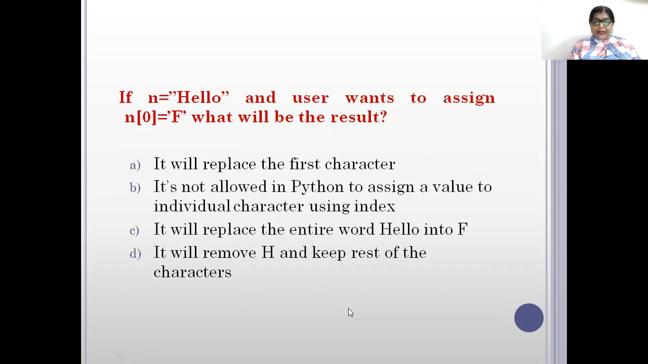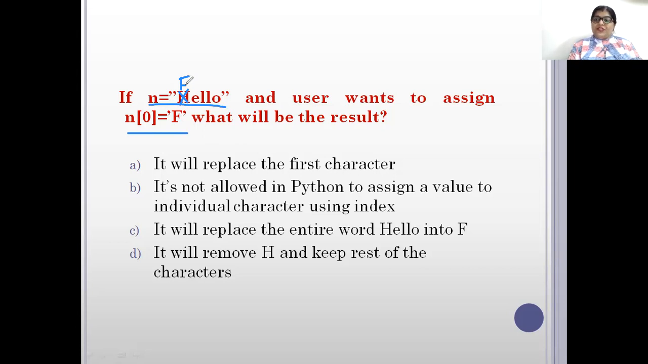Now, if n is equal to hello and the user wants to assign n[0] is equal to f, what will be the result? The very first thing that comes to our mind is n[0] is equal to f, so yes, this h is cut because it is at index 0 and we put f. So this will be the answer. But don't do this. Always apply your mind whether it is mutable or immutable, whether it allows an individual character to be changed or not. So don't take immediate decisions.